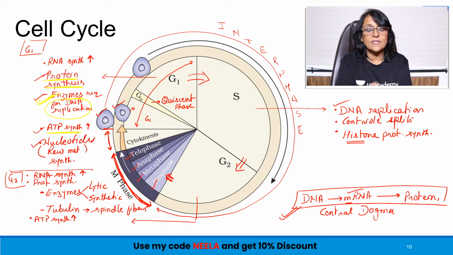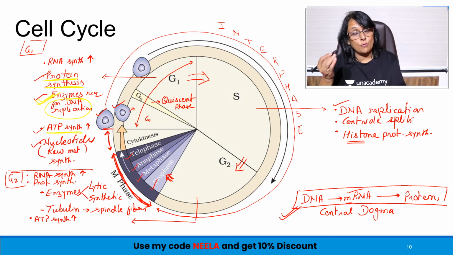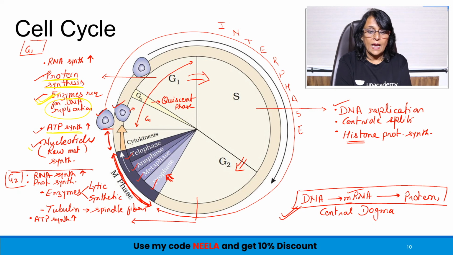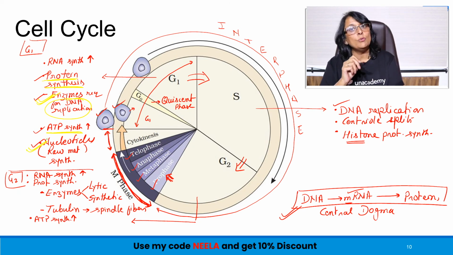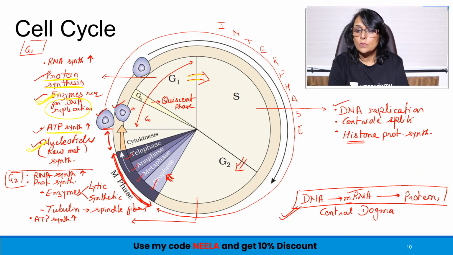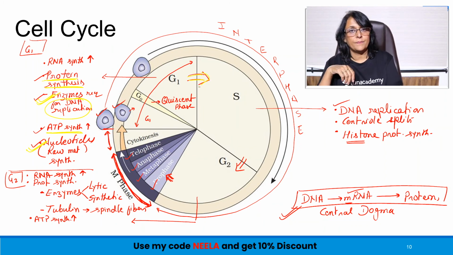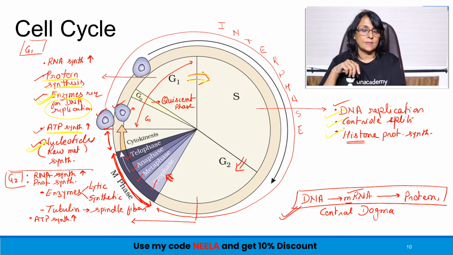ATP synthesis has to take place because the energy requirement is very high. And the raw material for the new DNA strand to be formed. Everything done in G1, the cell goes into S phase. All those things are used up for DNA replication. Centriole splits and histone proteins are synthesized.